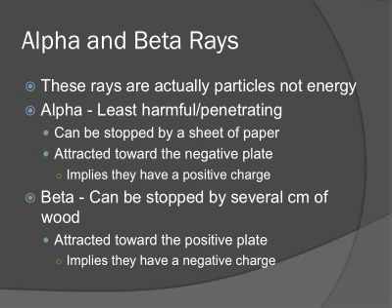The second type is called a beta. These are a little bit more harmful because they need several centimeters of wood in order to stop. So the walls of your house would stop beta rays. A door would stop a beta ray. The table would stop a beta ray. You need about 5 centimeters of wood, and you're going to be safe from it. So it takes a little bit more than a piece of paper, but still not too bad. And these are attracted to the positive plate, which means they are negatively charged. So alpha are positive, beta are negative.